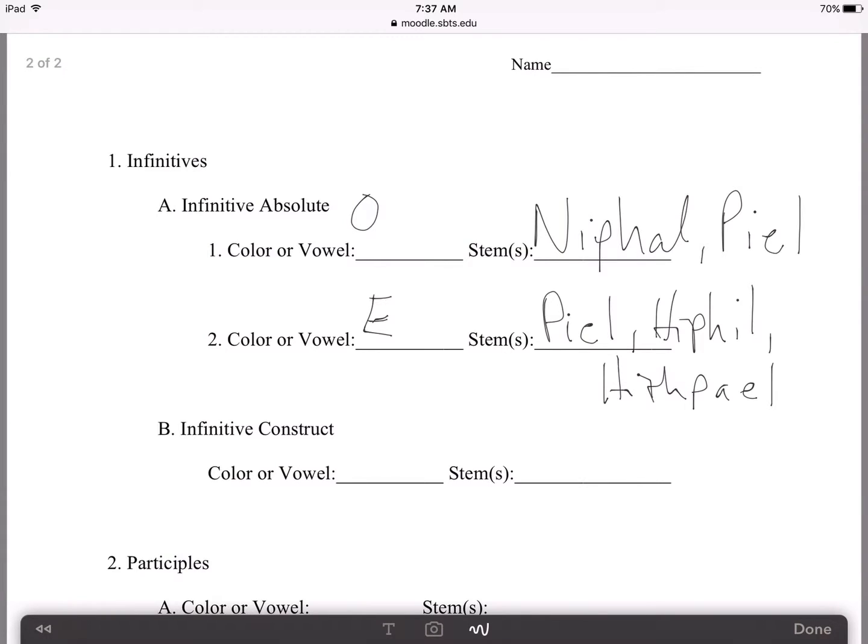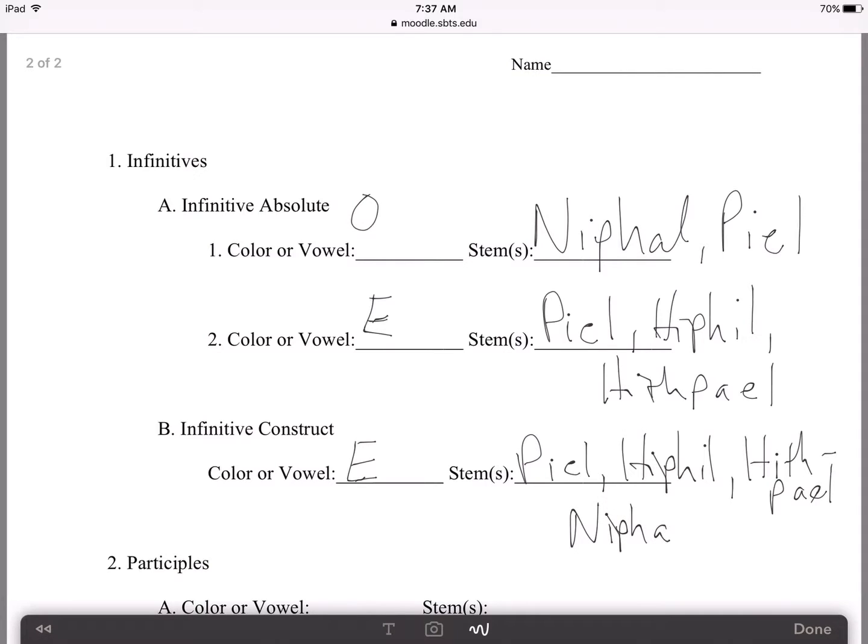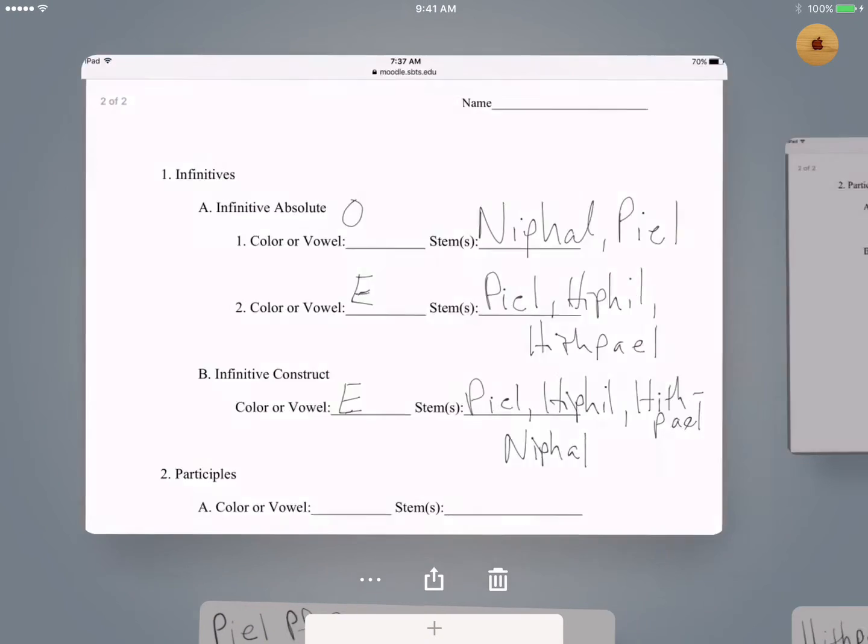With the infinitive construct, it's all green, okay? It's all E, or green if you want to think of it that way. And we have the Piel, the Hifil, the Hithpael, and then the Nifal is also going to be green in the infinitive construct. So they're all there. Again, take out the passives, the Pual and the Hofal, and all of those are going to be green. And I believe that I have the participle.